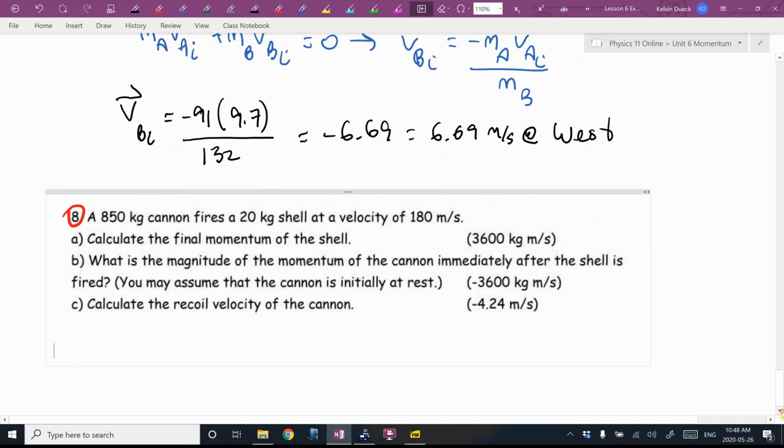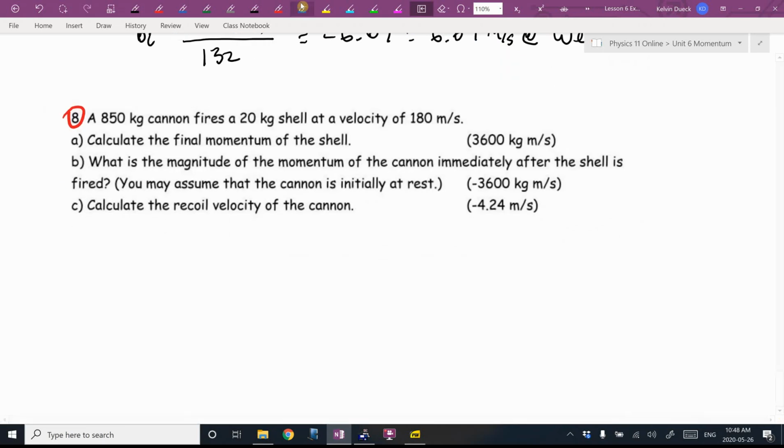A says, calculate the final momentum of the shell. Oh, okay, this is just plug and chug. Momentum is going to be mass times velocity. So final momentum is going to be mass times final velocity. It's going to be, of the shell, 20 times 180, which is going to be, I can do that in my head, 3,600 kilogram meters per second.